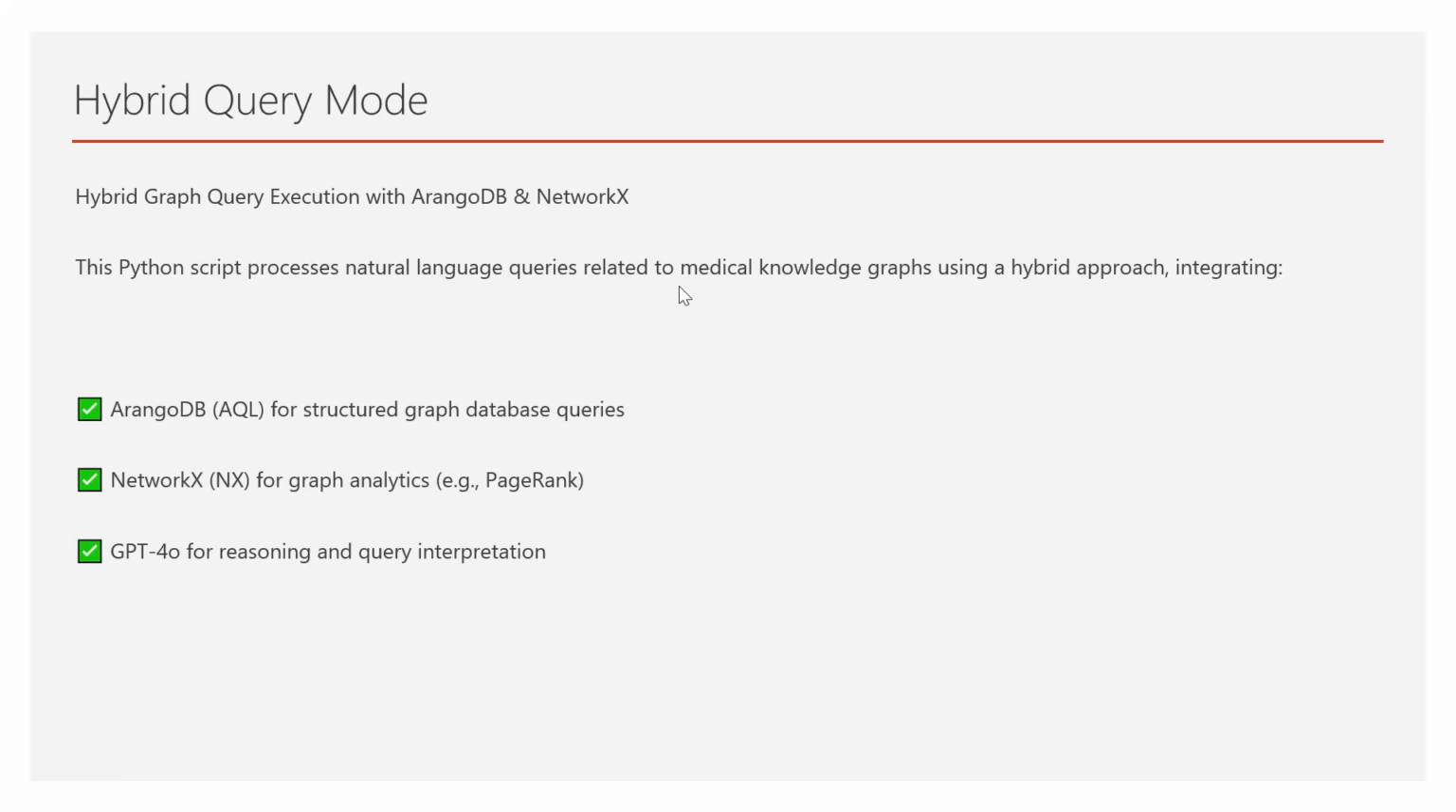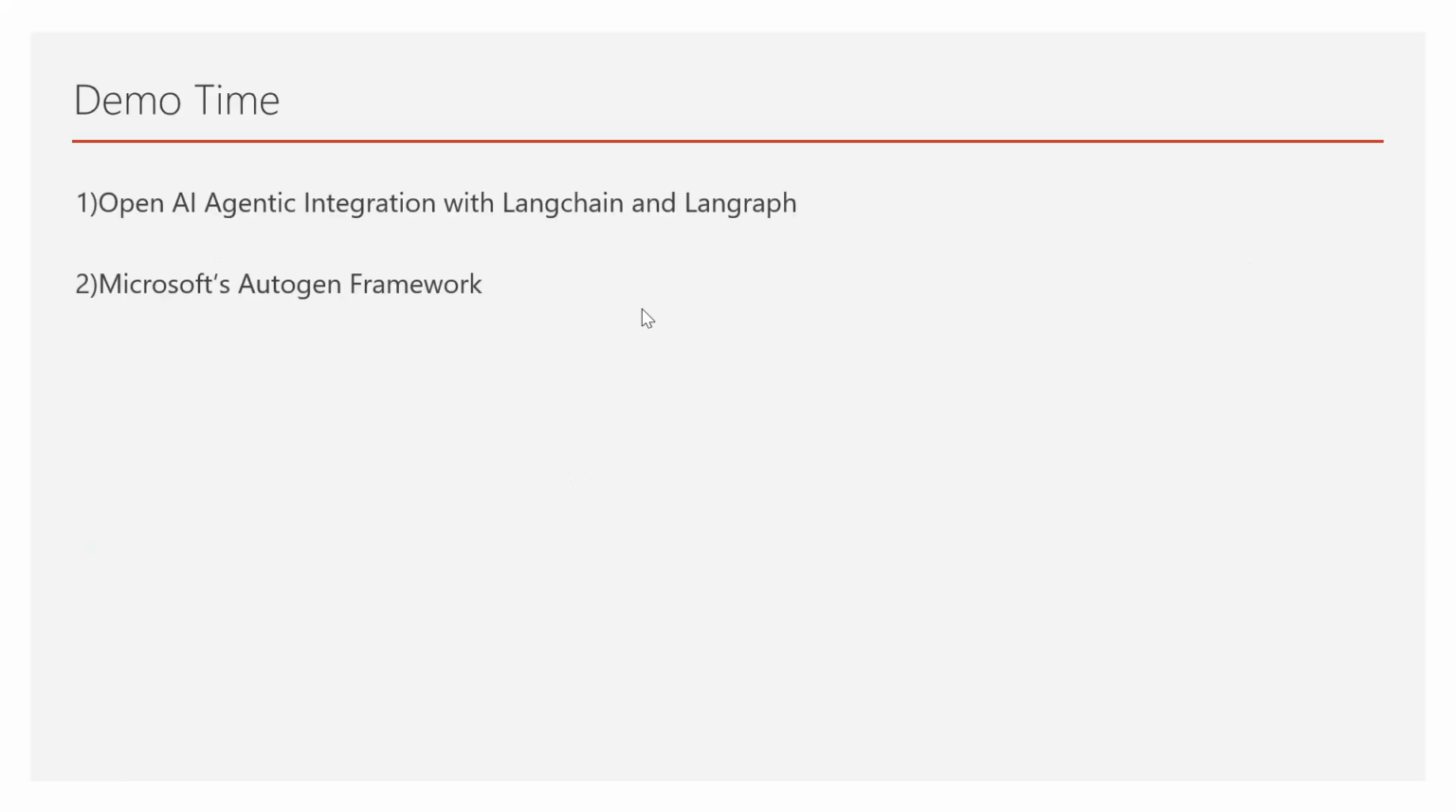We focused mainly on the hybrid query mode because it consists of a lot of steps. What exactly it does is use ArangoDB for structured graph database queries, NetworkX for graph analytics, and GPT-4o for reasoning and query interpretation. So let's take a look at the demo.